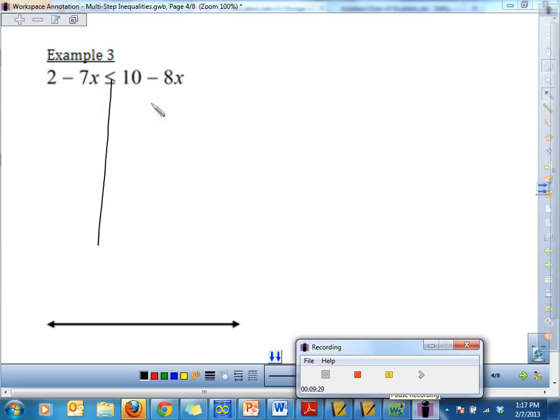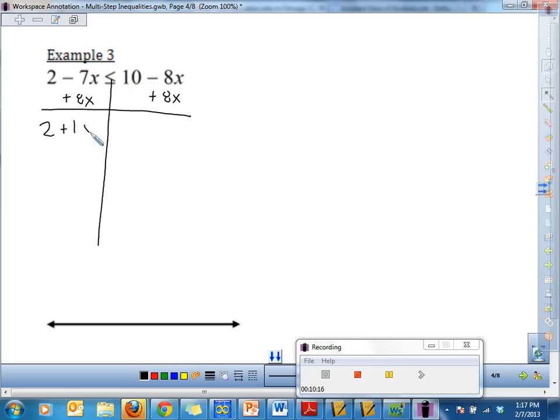So to get these together, I'm going to move my negative 8x over here. So to move my negative 8x, I'm going to add 8x. Notice we're adding the entire 8x, not just 8. And I'm also going to add 8x over here. Now, why did I add 8x to this negative 7x and not the 2? Well, these are two like terms. They both have x's. So I'm going to bring down my 2. Negative 7x plus 8x gives me a positive 1x. That's going to be less than or equal to 10. And negative 8x plus 8x, that cancels out.